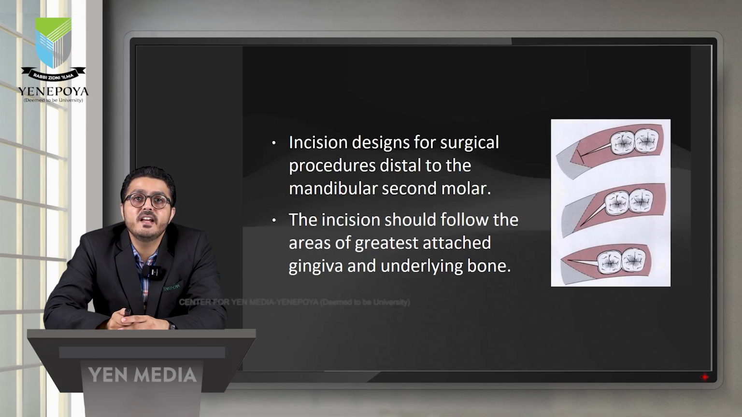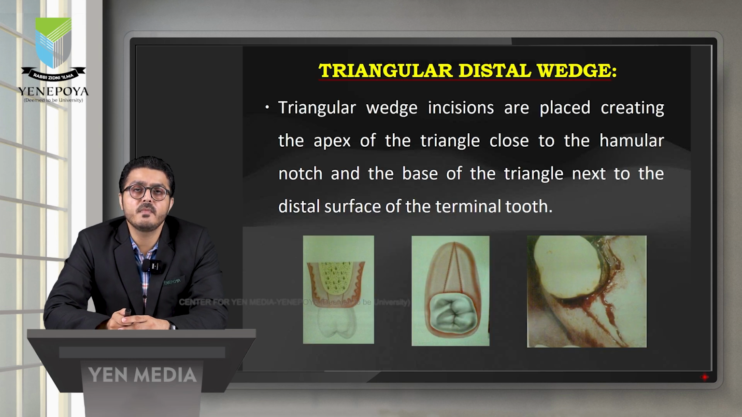Incision designed for surgical procedure distal to the mandibular second molar. These are some examples of those incisions. The incision should follow the areas of greatest attached gingiva and underlying bone. Then we have a triangular distal wedge procedure, where triangular wedge incisions are placed, creating the apex of the triangle close to the hamular notch and the base of the triangle next to the distal surface of the terminal tooth, as we can see in the schematic diagram as well as the surgical diagram.